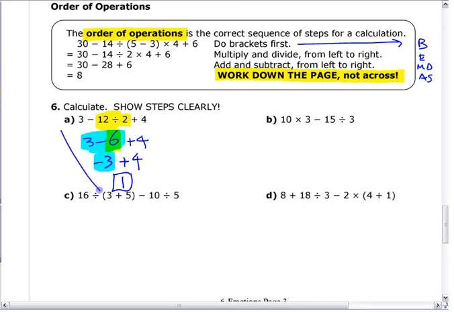Work down the page. It should sort of almost look like a triangle upside down. It should get skinnier as you go down. Don't just work across the page and say equals. Work down the page.